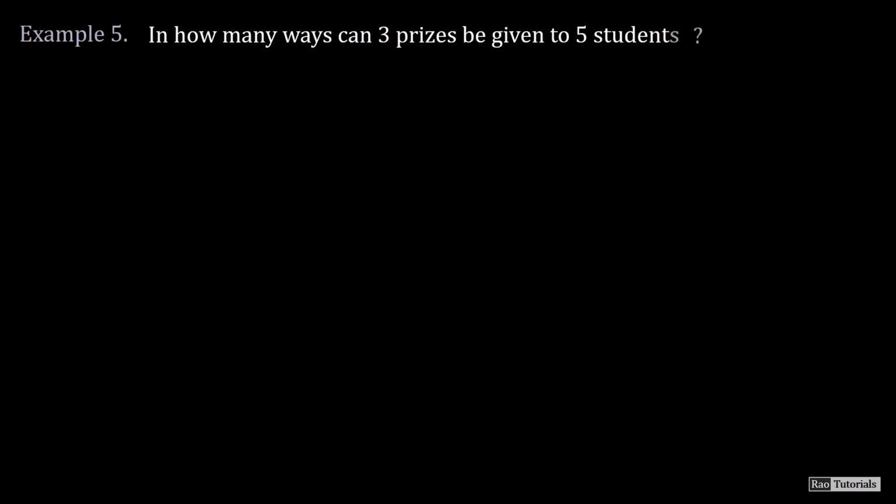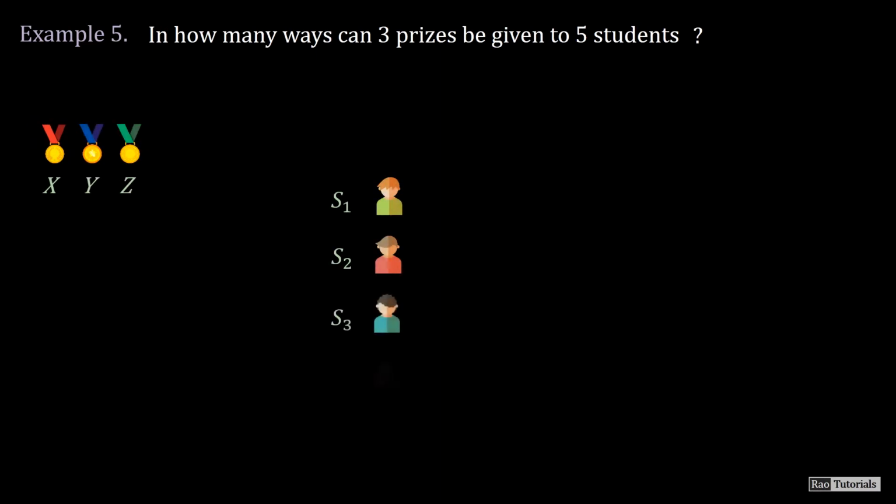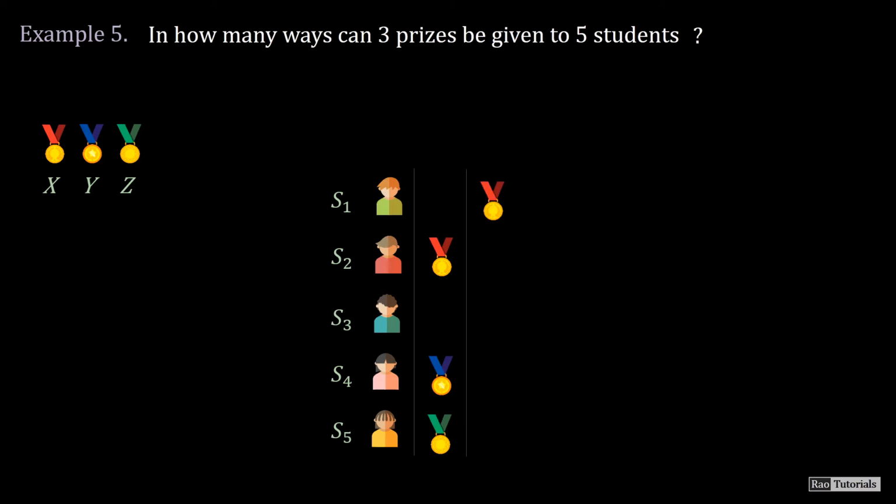The next problem is, in how many ways can we distribute 3 prizes among 5 students? Let the prizes be X, Y, Z and the students be from S1 to S5. The work here is to distribute these 3 prizes among these 5 students. One way of doing it is giving prize X to S2, Y to S4 and Z to S5. Or by giving prize X to S1 and both Y and Z to S3. Or we can give all 3 prizes to S1.